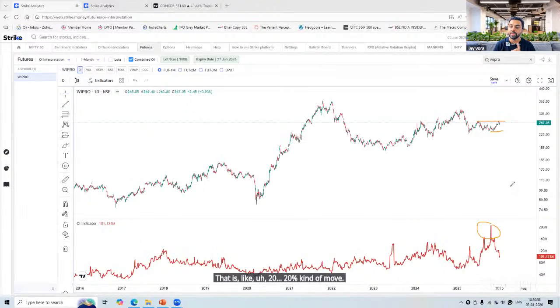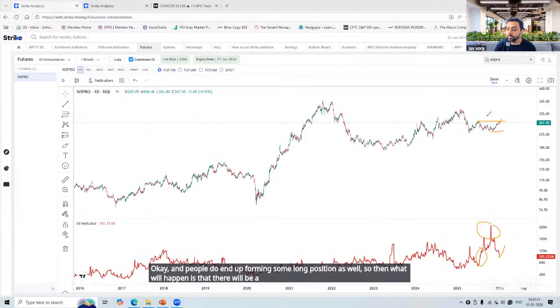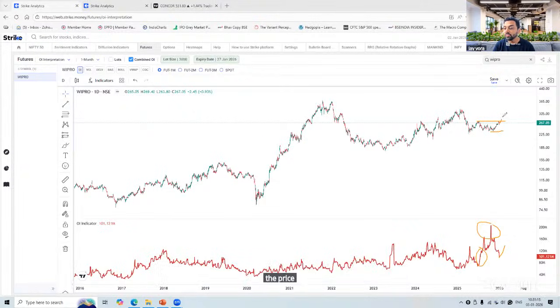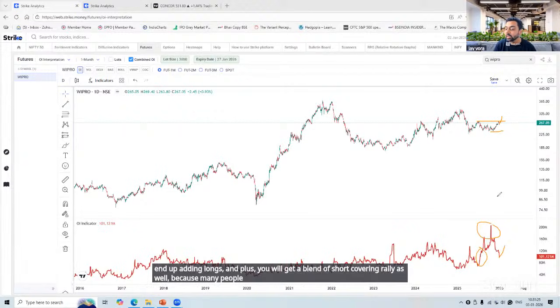So here, be careful, wait for the results to play out. Say for example, after the result this high gets broken, and people do end up forming some long positions as well. Then there will be a tug of war between bulls and bears, and since the price action is favorable for bulls, they might end up adding longs, and plus you will get a blend of short covering rally as well, because many people who are short are still stuck.